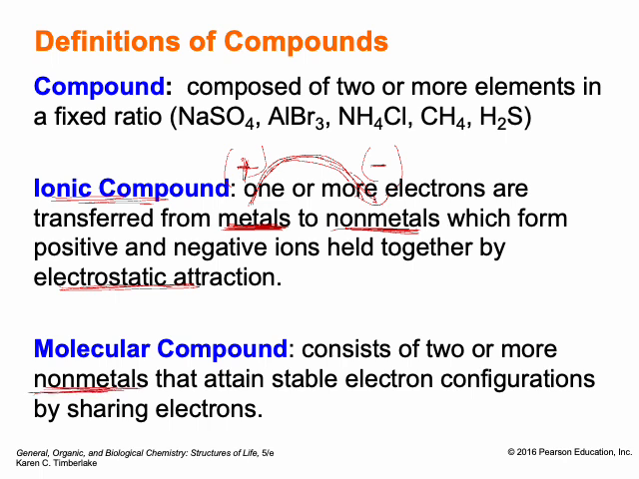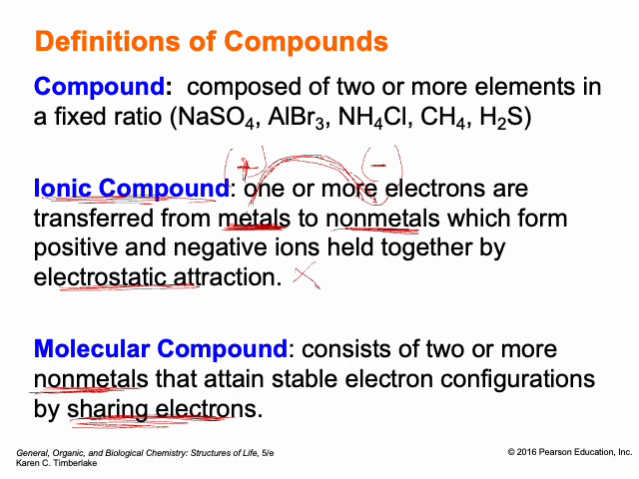A molecular compound, on the other hand, consists of two or more non-metals. Again, if it's only non-metals, it will be a molecular compound that attains a stable electronic configuration by sharing electrons. So the major difference here is that these compounds share electrons. If there are two non-metals, for instance, they are going to share the electrons in a molecular compound, whereas in the case of an ionic compound, the electrons will be transferred from metal to non-metal.